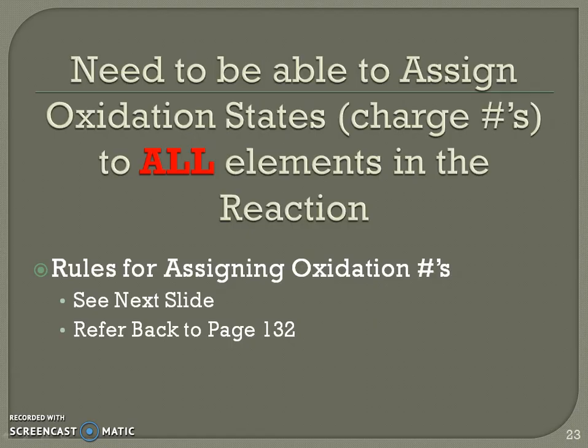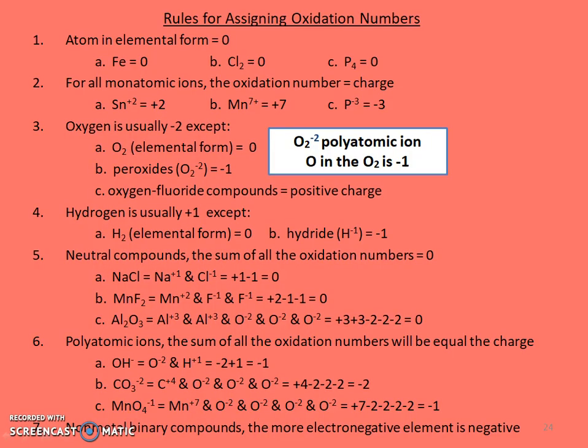So first thing is first, you need to be able to assign every single element in that reaction an oxidation number or a charge number or an oxidation state. They all mean the same thing. You can read over this, but most of this you already know, right? Elements are 0. The ions are the charge of their ions.